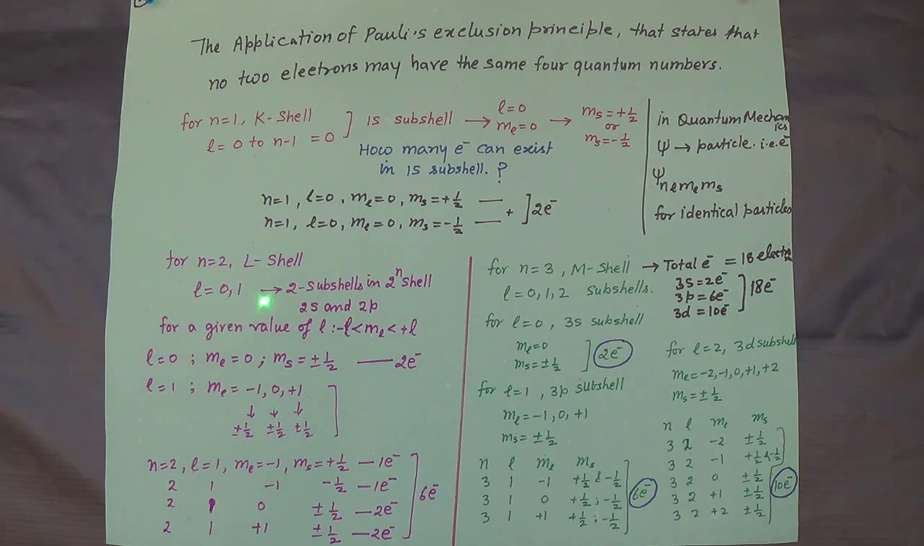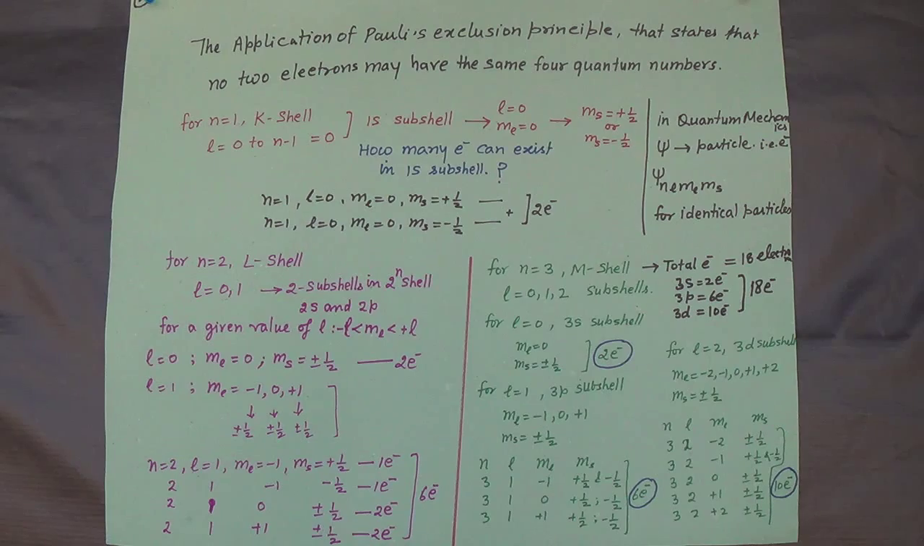Right. So now you can take one more example. For n is equal to 2, that is basically the L shell in an atom. If n is equal to 2, you know what the orbital quantum numbers will be? L is equal to 0 and 1. L is equal to 0 signifies the s orbital. L is equal to 1 signifies the p orbital. So this is the second shell. So the subshells will be 2s and 2p.